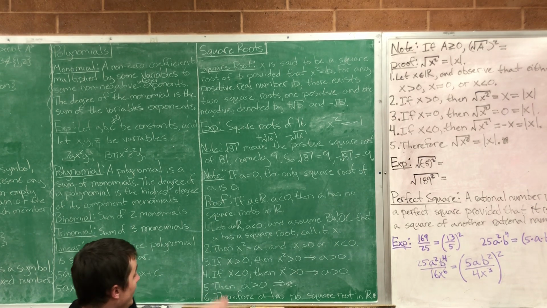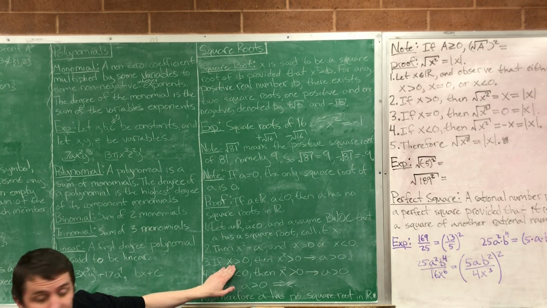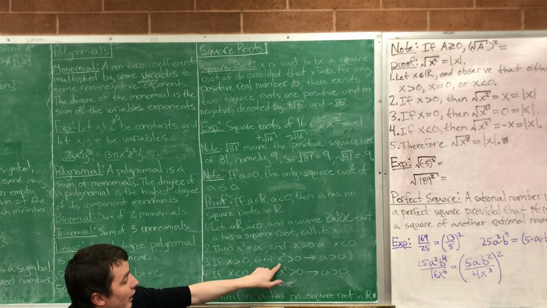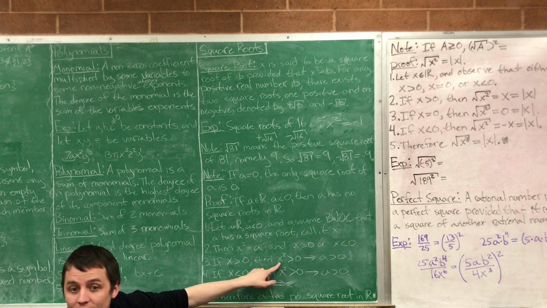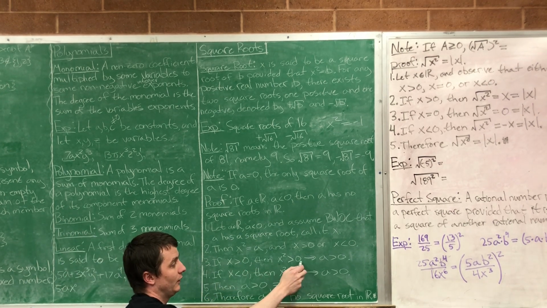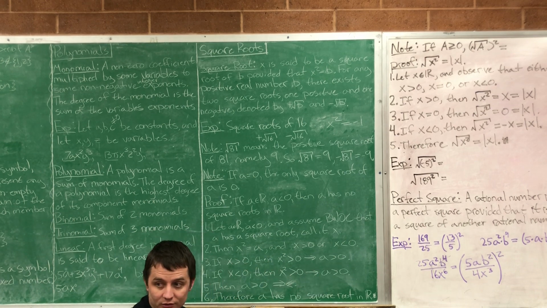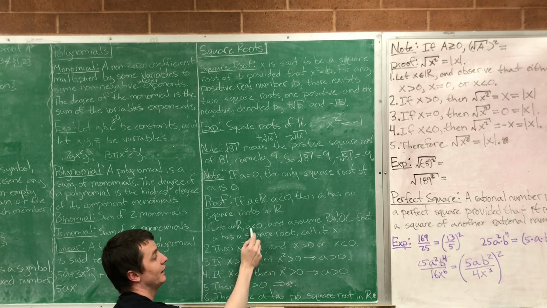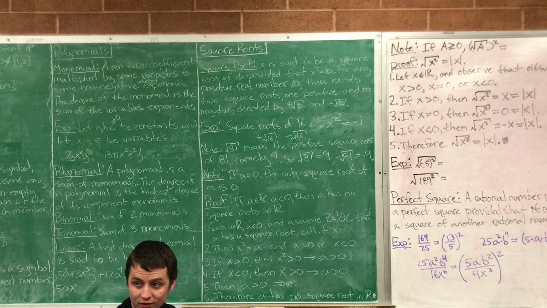If x is positive, then what's a positive times a positive? Positive. So if x is greater than 0, then x squared is greater than 0. And remember, x squared is equal to a. That would mean that a is greater than 0. But we know a is less than 0, so that doesn't work.